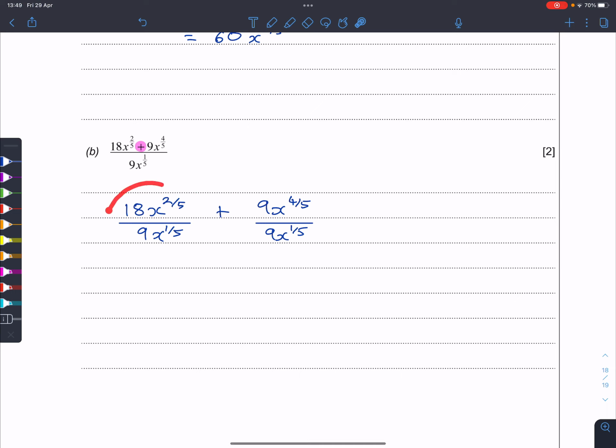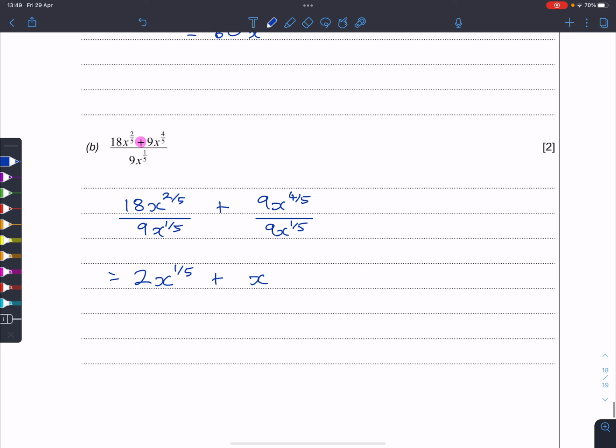But now I can simplify this, because 18 divided by 9 is 2. And x to the 2/5 divided by x to the 1/5, we would take them away, so you get x to the 1/5. Plus 9 divided by 9 is 1. x to the 4/5 divided by x to the 1/5 would be x to the 3/5. And then that is it simplified.